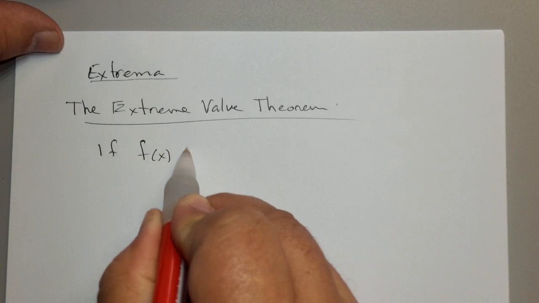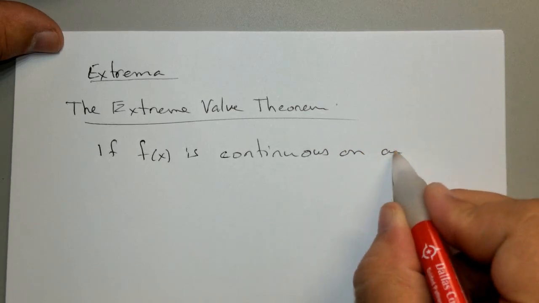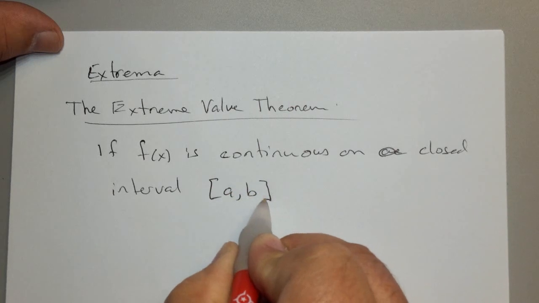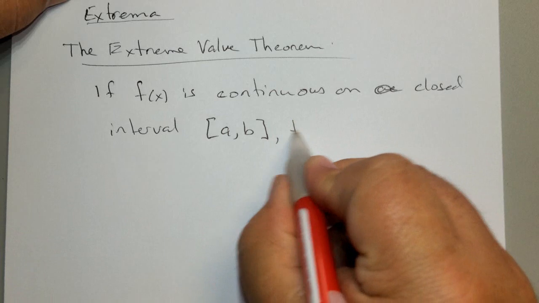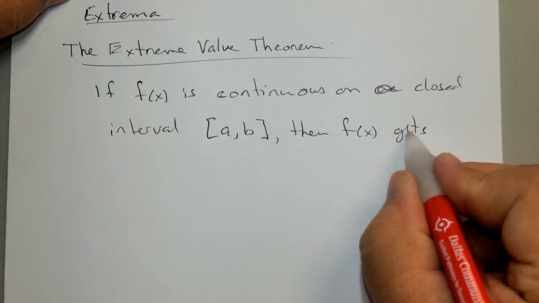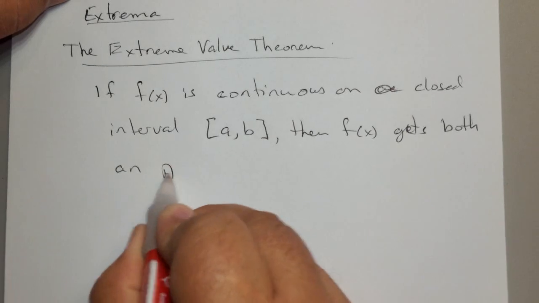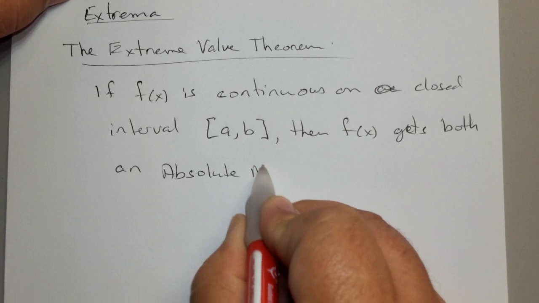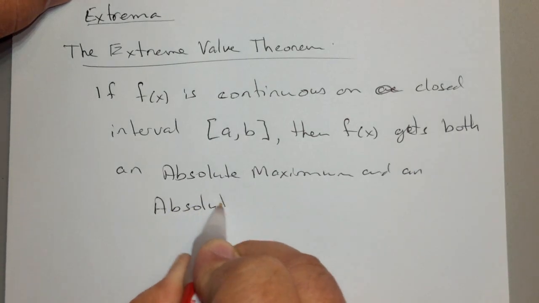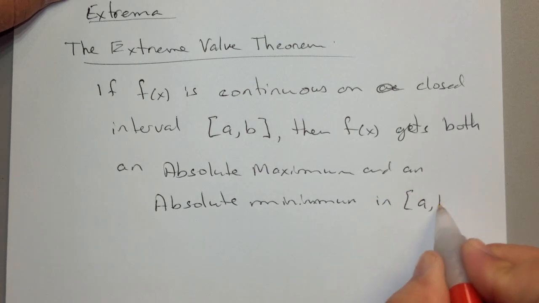If the function f of x is continuous on a closed interval AB, then the function f of x gets both an absolute maximum and an absolute minimum in that closed interval, AB.